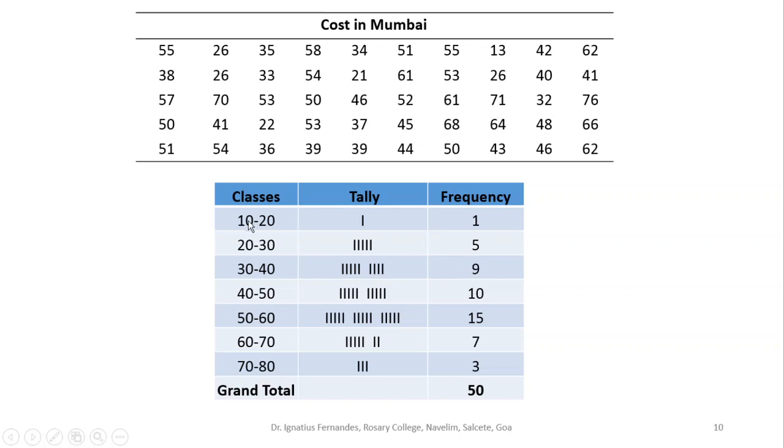What it means is there is one restaurant whose cost of meal is between rupees 10 to 20. There are 5 restaurants whose cost of meal is between rupees 20 to 30. There are 10 entries which are between 40 to 50. That means there are 10 restaurants here who offer food for rupees 40 to 50, and so on. Okay, and there are a total of 50 entries here. So the total here is 50.